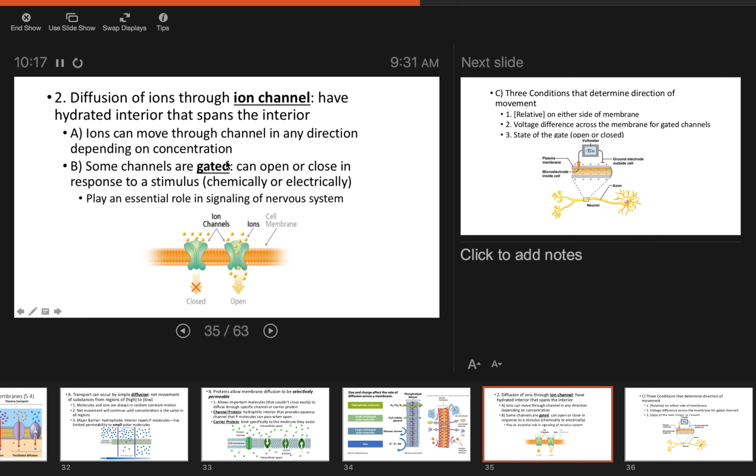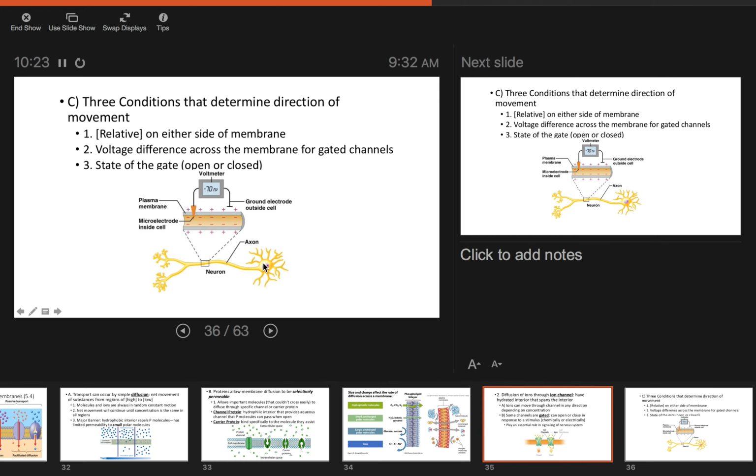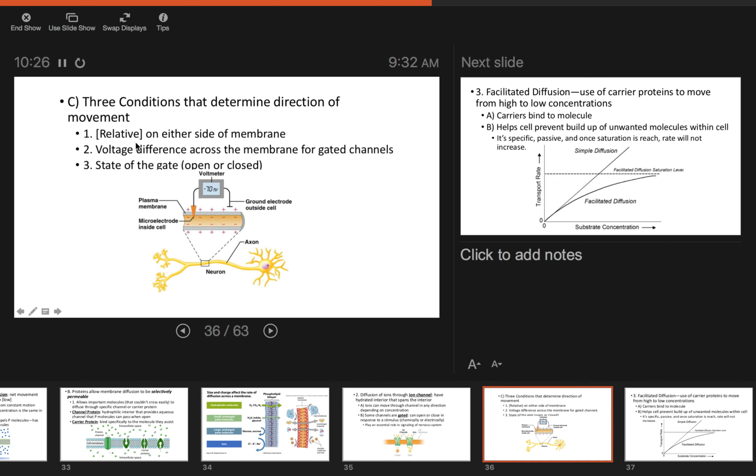Well, we see a lot of gated ion channels in our nervous system. This is actually how a nerve impulse is sent. So there are three conditions that determine the direction of this movement: relative concentration of the ions on either side of the membrane, a voltage difference for gated ions, and then is the gate open or closed.